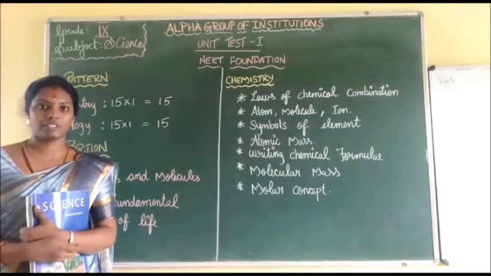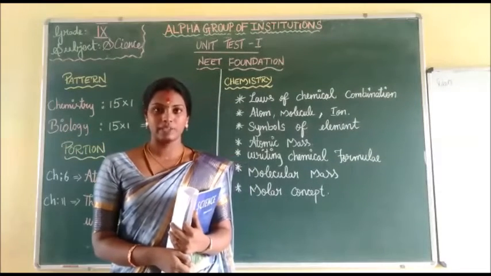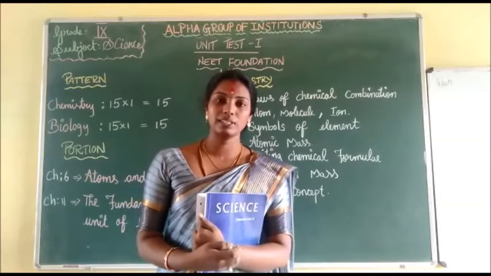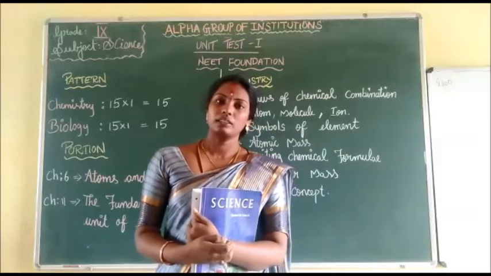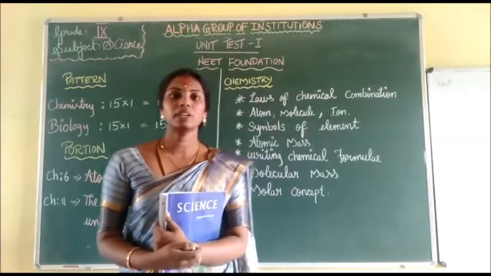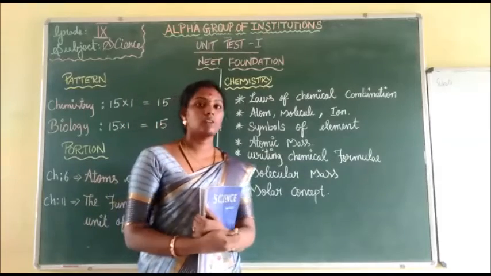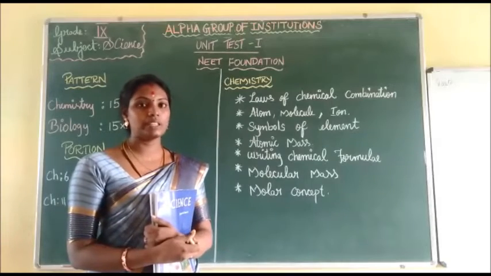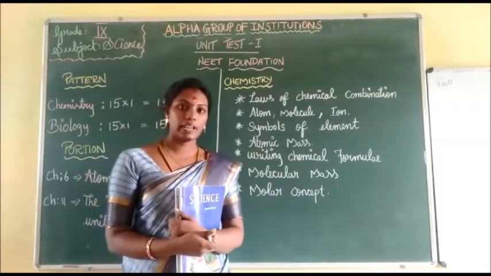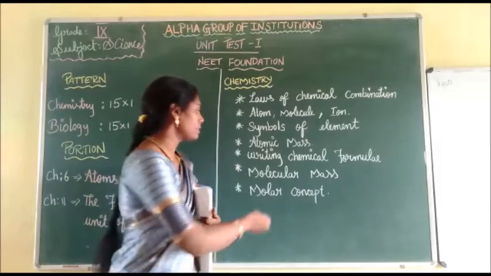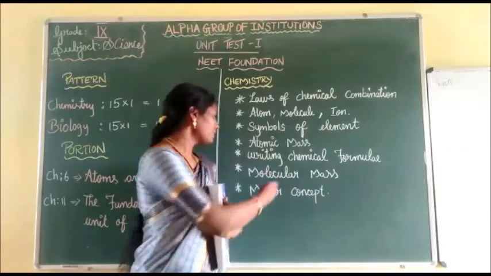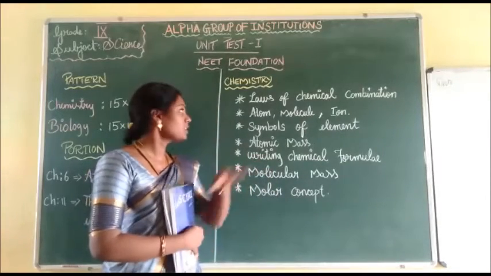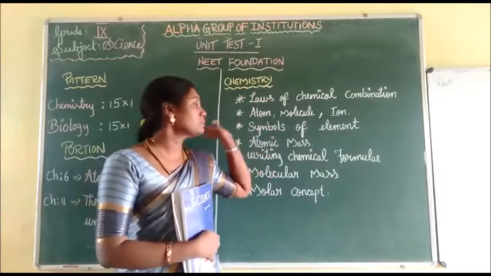Okay, let's start the revision. First we will start from chemistry, chapter number 6, atoms and molecules. The topics in atoms and molecules are: the first topic is laws of chemical combination, and the next one is atom, molecules and ion, then symbols of element, then atomic mass, then writing chemical formulae, then molecular mass, and finally molar mass. These are the concepts in atoms and molecules.